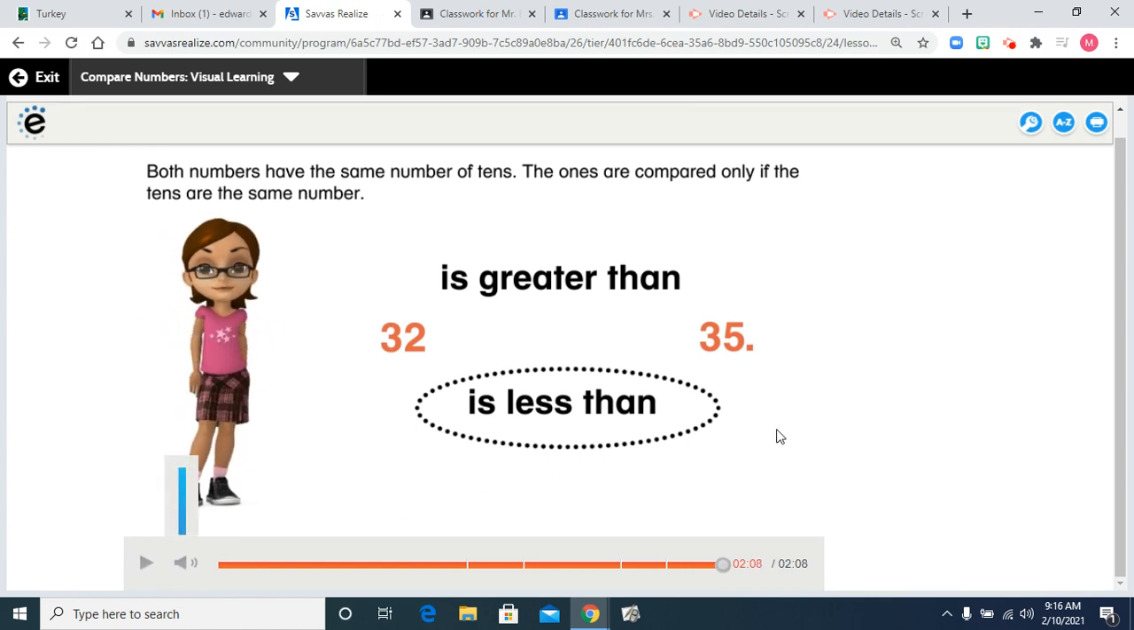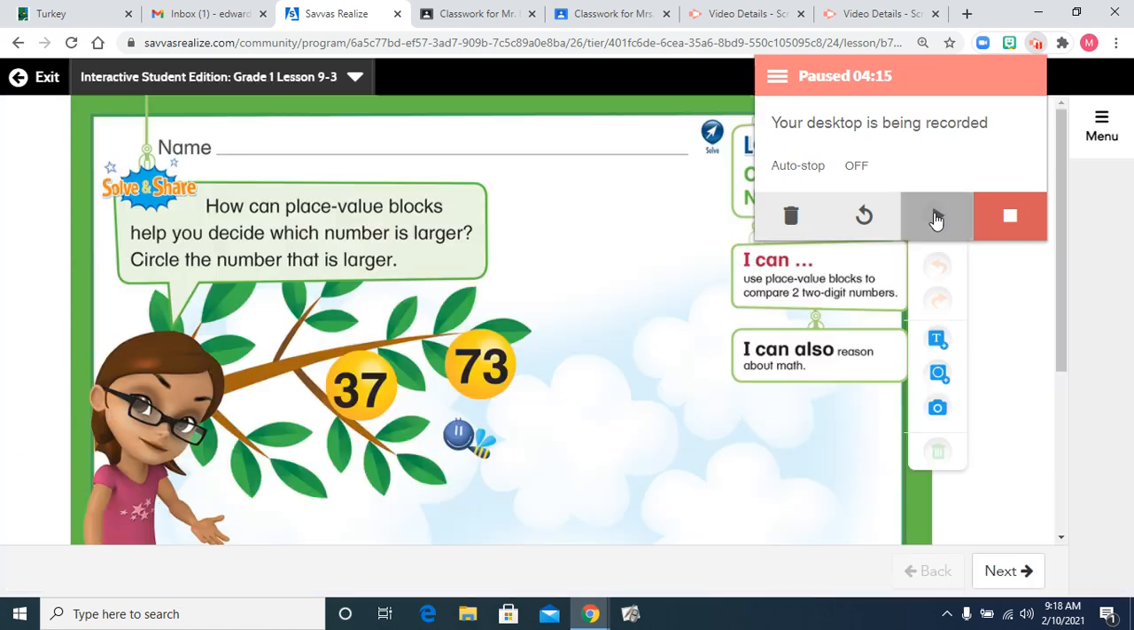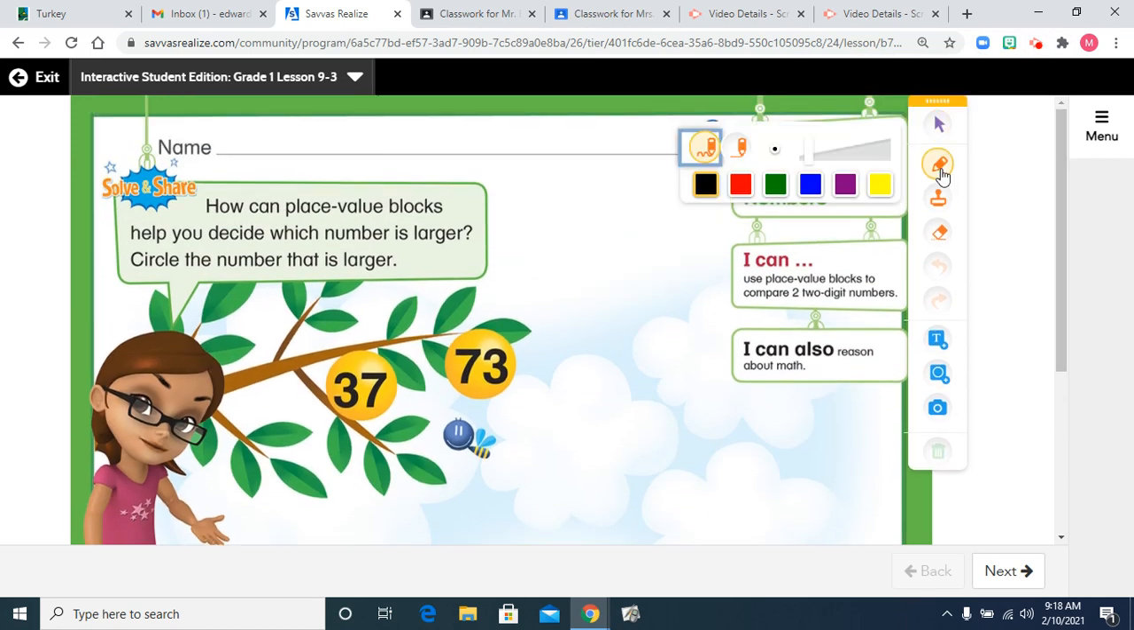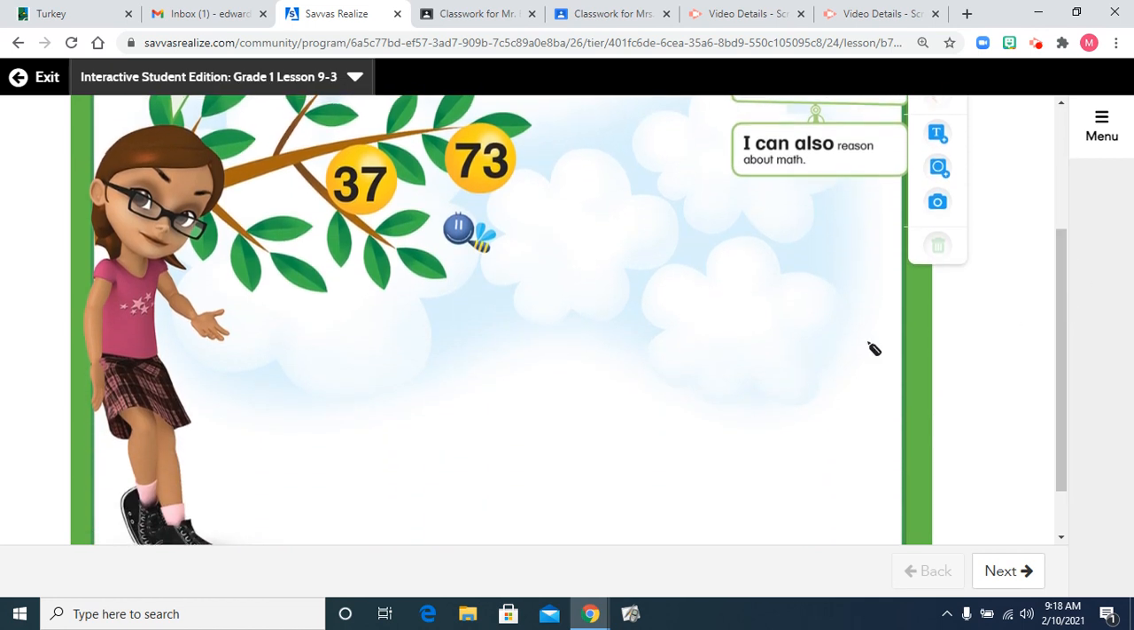Okay, you need to be in your math workbook volume 2, and please turn to page 509. Okay, if you're on page 509, it should look like this. All right, let's read the directions and find out what we have to do. It says, how can place value blocks help you decide which number is larger? Circle the number that is larger. Okay, let's use longs and cubes to figure out which one is bigger.